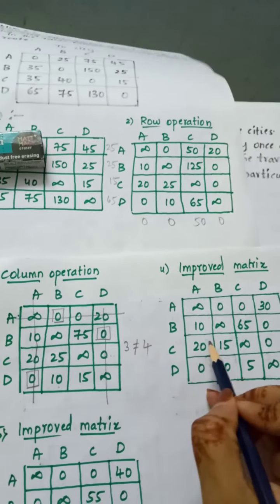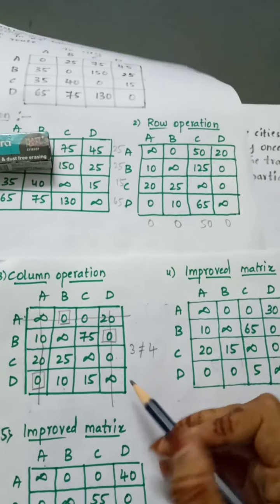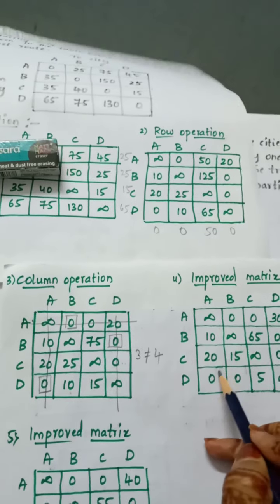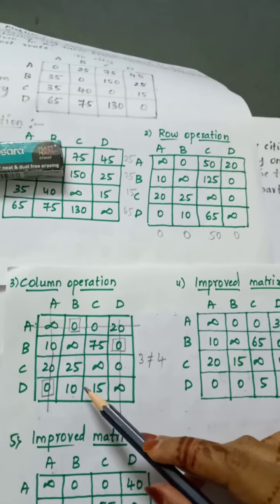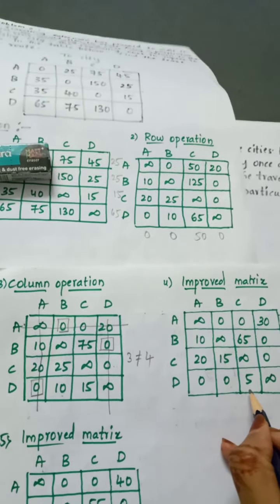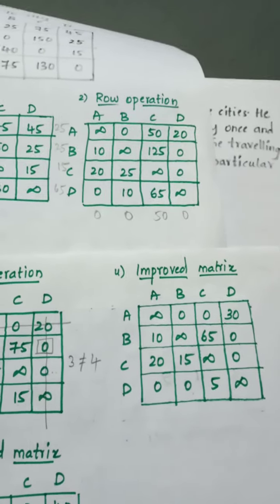Next 25 minus 10, 15. Next as it is infinity, 0 has been deleted, 0. Okay, next 0 has been deleted, 0. 10 minus 10, 0. Next 15 minus 10, 5. Next as it is infinity. Clear, everyone? This is our improved matrix, students, which we have obtained.